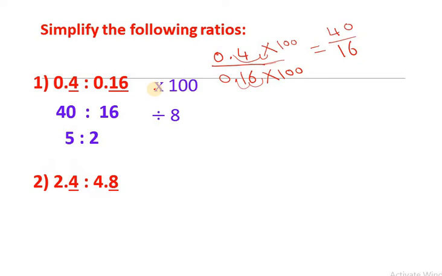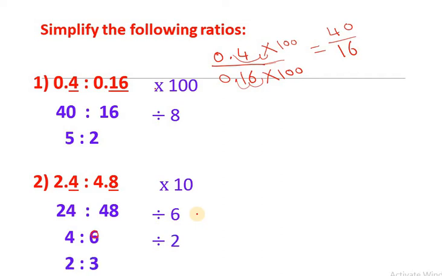Okay, let's see here. Look here, 2.4 and 4.8. Which number should I multiply by here? It will be multiplied by 10, because I have here 0.8 and here 0.4. So multiply by 10. 24 to 48. 24 to 48, it should be divided by 6. 24 divided by 6, the answer will be 4, and 48 divided by 6, the answer will be 8. Also I can divide it by 2. 4 divided by 2 is 2, and 8 divided by 2, the answer will be 4. Okay, let's see here.